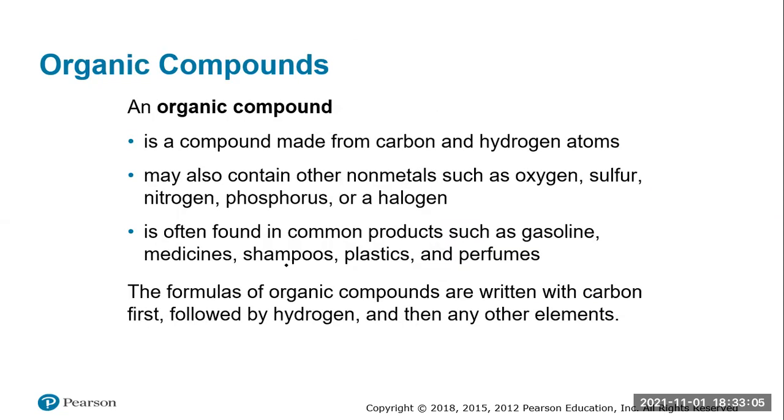Now, an organic compound, as I mentioned, is basically that carbon-hydrogen bond. It can contain other elements, as we will see. Oxygen is very common, sulfur, nitrogen, phosphorus, and any of the halogens. Halogens, again, are group 7 on the periodic table. That's your fluorine, your bromine, your chlorine, etc., your iodine. But the basis of all organic compounds is really carbon.